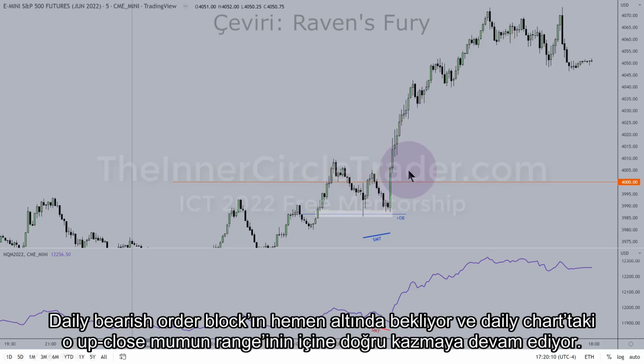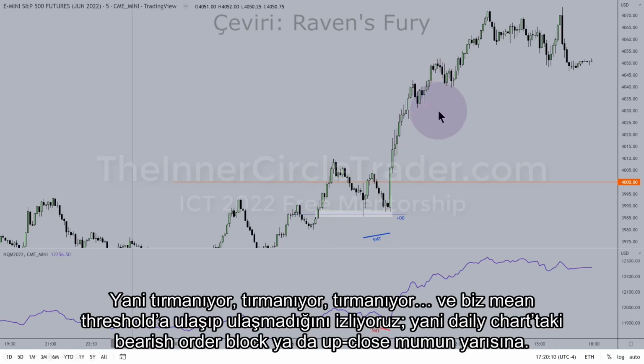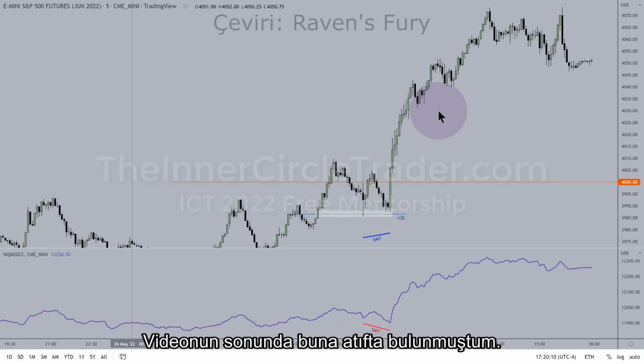It's waiting just below that daily bearish order block, and it's digging up into that up close candle on the daily chart. So it's climbing up, and we watch to see if it gets to the mean threshold, which is half of that bearish order block or up close candle on the daily chart. I was making reference to it at the beginning of the video.